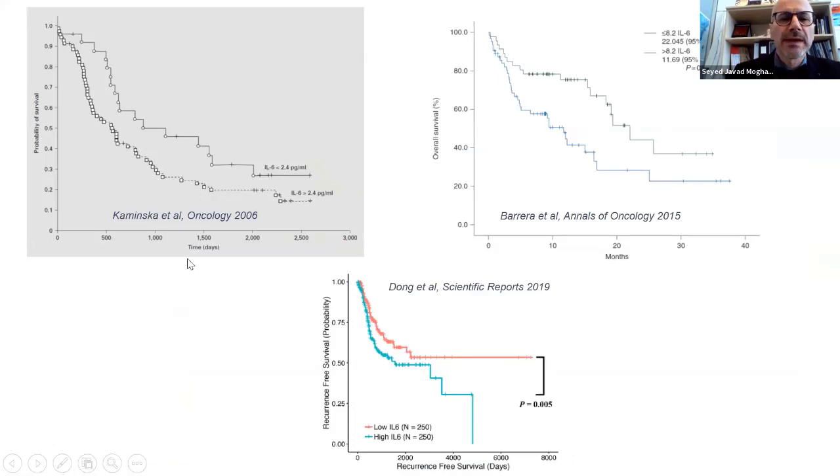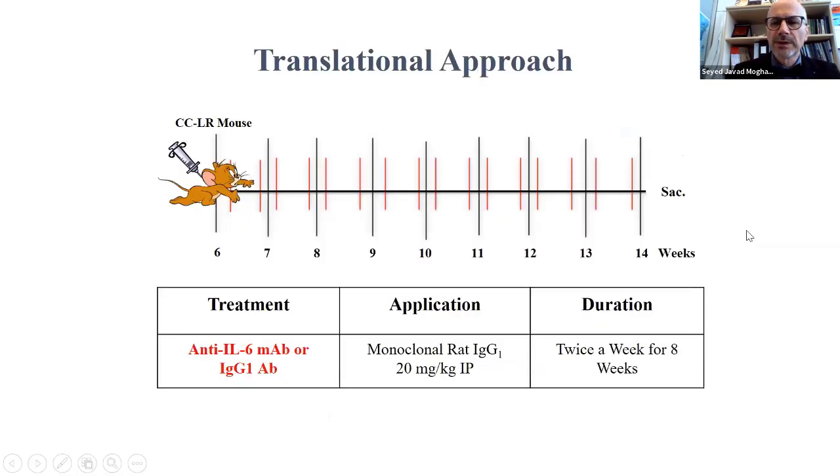And when you look at the human data, different cohorts have been used, and you see here the patients with a high level of IL-6, compared to the ones with a low level of IL-6, have a lower survival rate and lower recurrence-free survival. Here you see three different cohorts, and they all show the same effect. We also know that antibody against IL-6 is already FDA approved for different diseases, including some cancers, such as multiple myeloma and Castleman disease, which makes it a better fit to be used as a target.